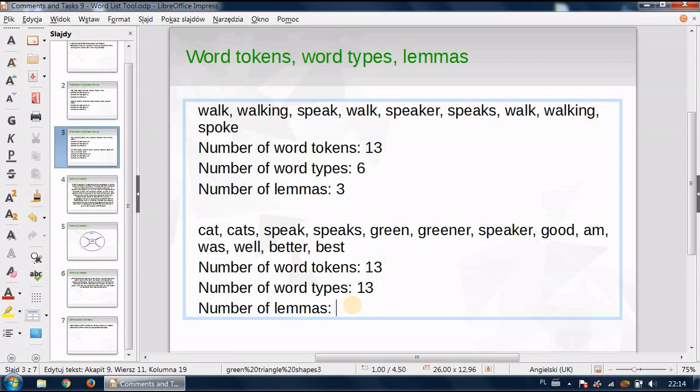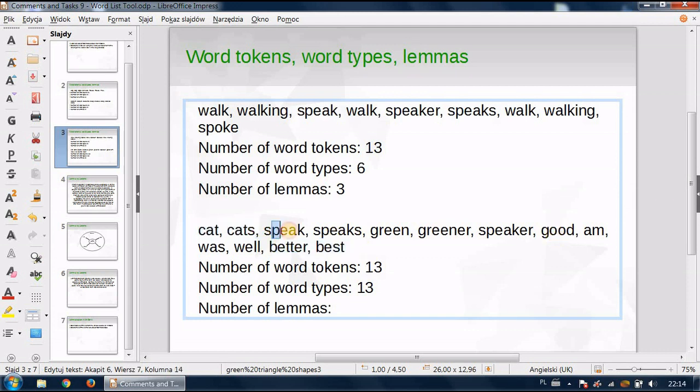Number of lemmas. Well, this is one lemma. 1, 2, 3. This will be another one because that's not the same word. So 4, 5, 6. This is the same as this one. This is 7. Okay. And this will be the same as this one. Okay, so once again, 7.